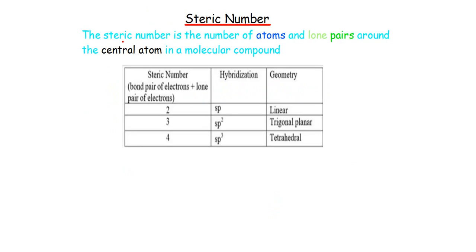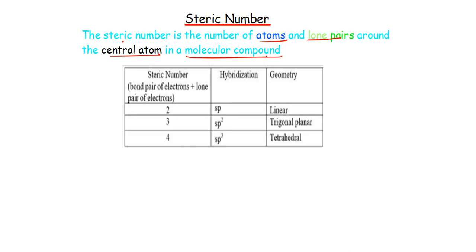Okay, steric number. What is the steric number? You will be asked to give the steric number for this one. So the steric number is the number of atoms and lone pairs around a central or specified atom in a molecule or in a compound.